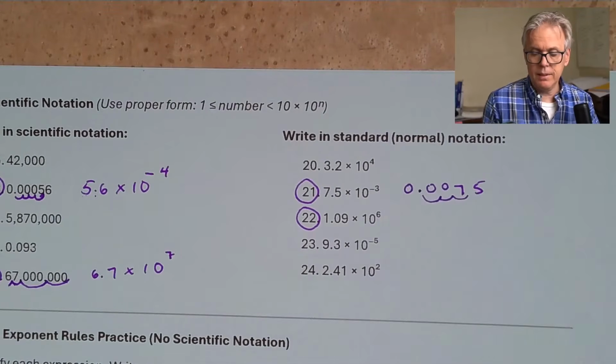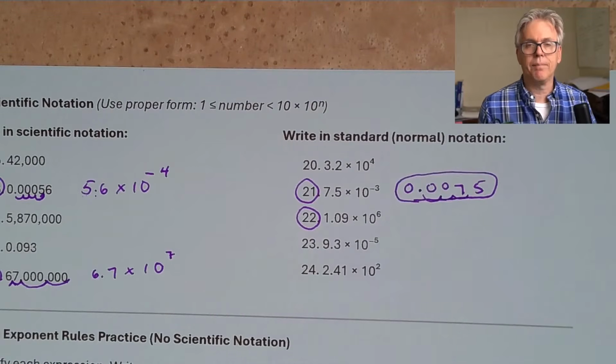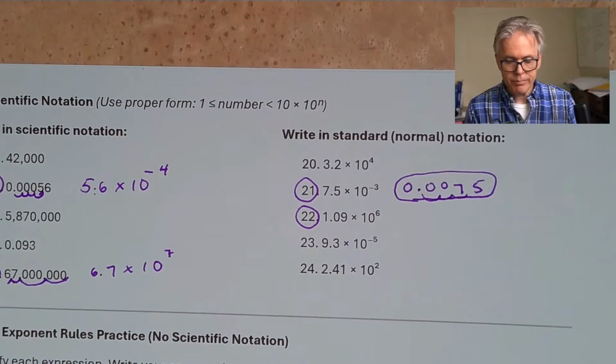I like a leading 0. It just makes it easy to see. And then for the final answer, we usually don't put those little loops. I'm going to write it down.